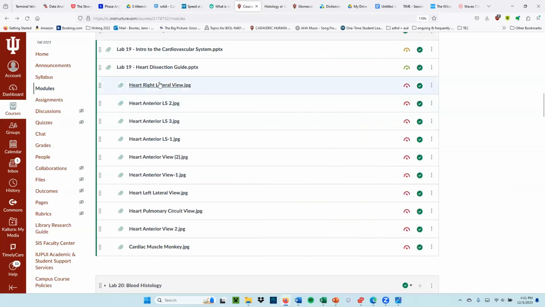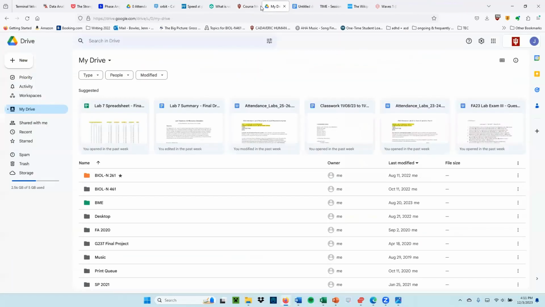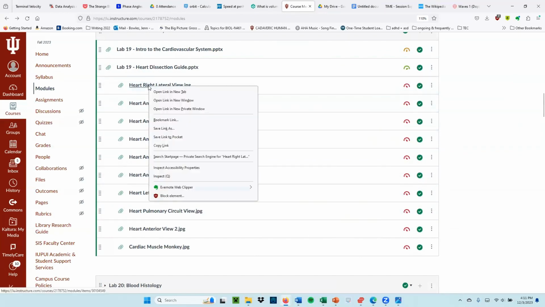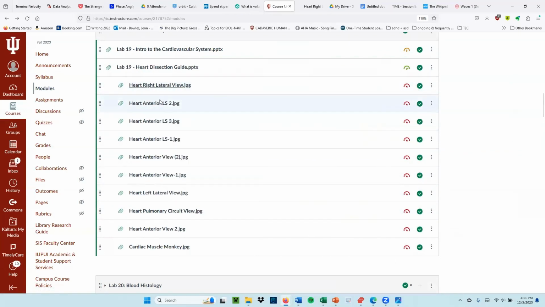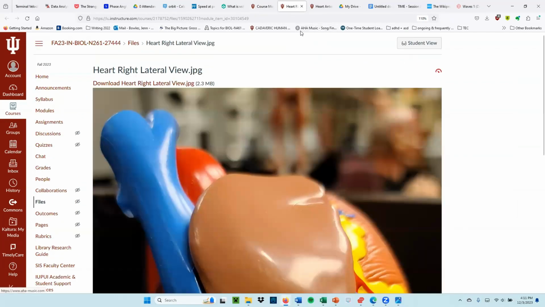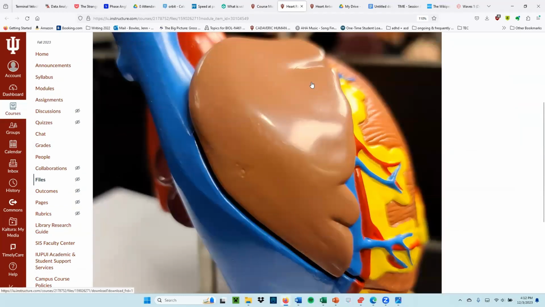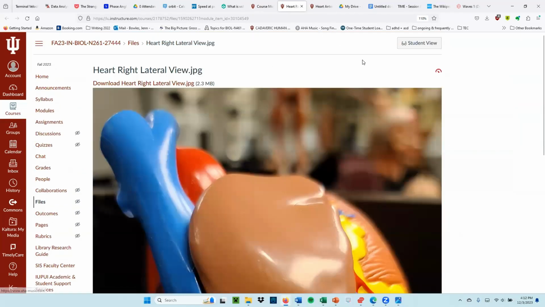We need some heart model views. Also, don't forget about the dissection of the heart. There will be a couple questions. And they'll be pretty basic. So maybe great vessels or pretty easily identified structures of the heart, but we don't want to forget about that.